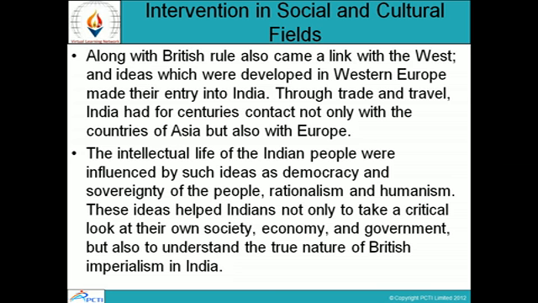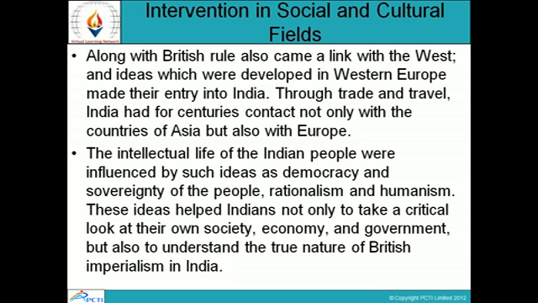The intellectual life of the Indian people was influenced by such ideas as democracy and sovereignty of the people, rationalism and humanism. These ideas helped Indians not only to take a critical look at their own society, economy and government, but also to understand the true nature of British imperialism in India.